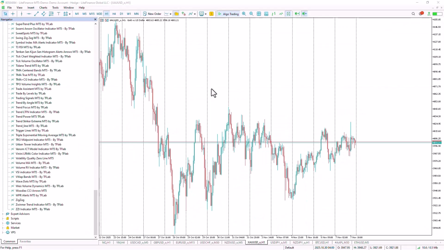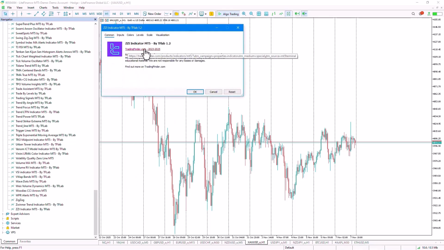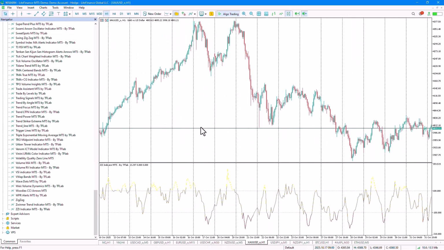From the Navigator section, we select the indicator file, and by dragging the file onto the chart, we run the indicator. Once the indicator is running on the chart, an oscillator panel is displayed at the bottom of the chart.